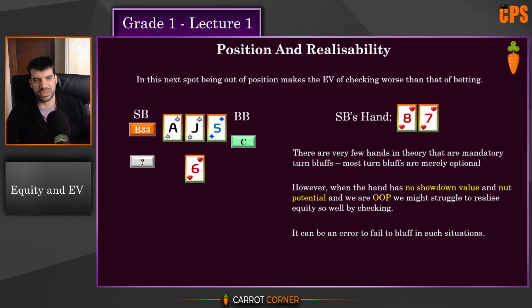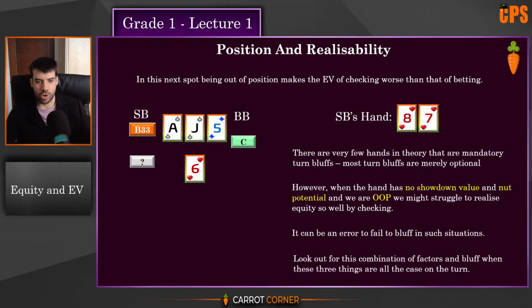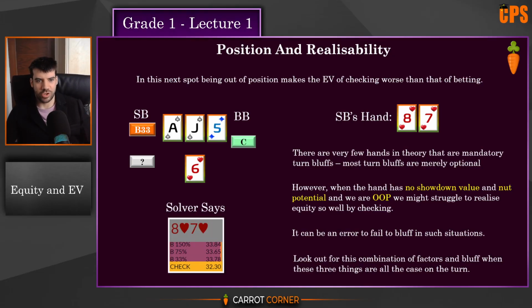So much for position lowering your EV. It does, but that doesn't always mean that you play more passively. Sometimes when check gets made worse, because betting and checking are a comparison, remember, you actually have to bet. Not because betting is amazing, being out of position betting will never be that great here, it'll be okay, but because checking is even worse. So look out for this combination of factors, where you have a very frail, flimsy hand with some nut potential, and you can't really check.